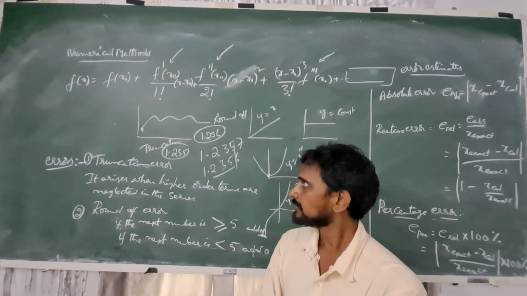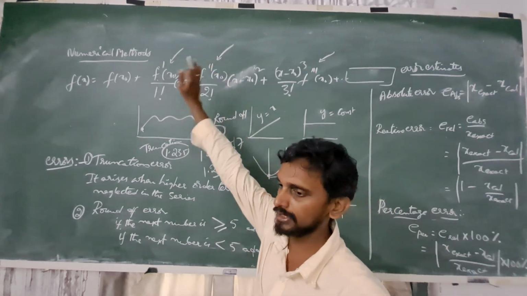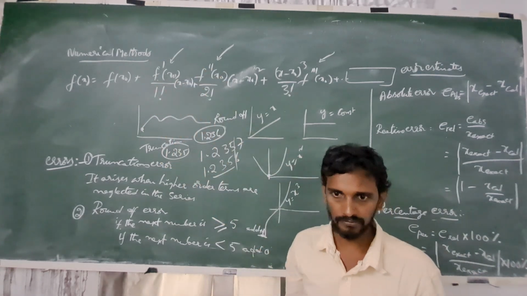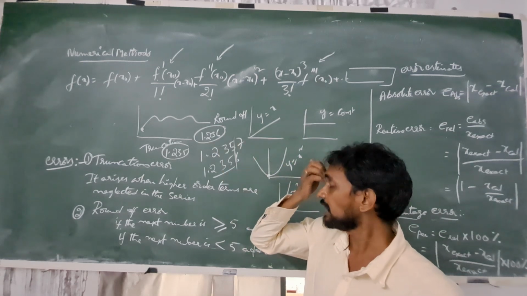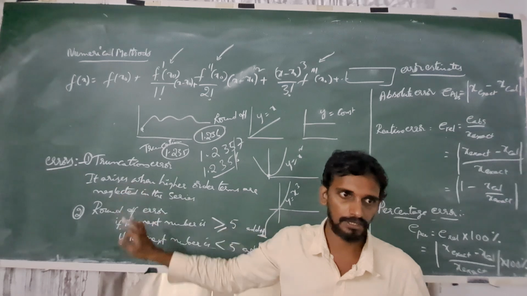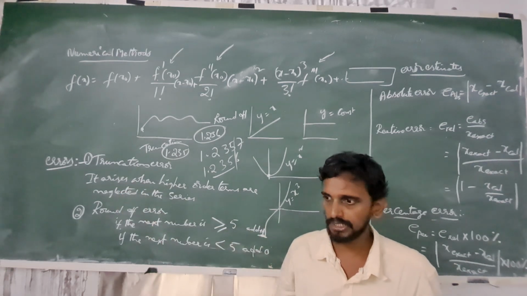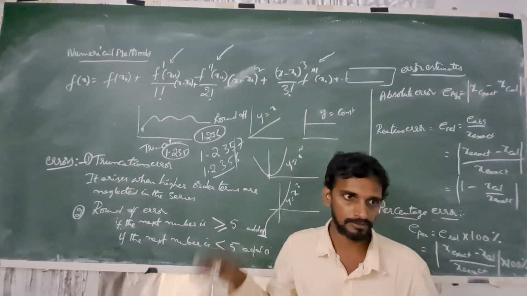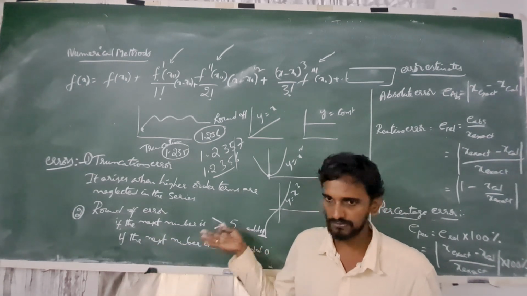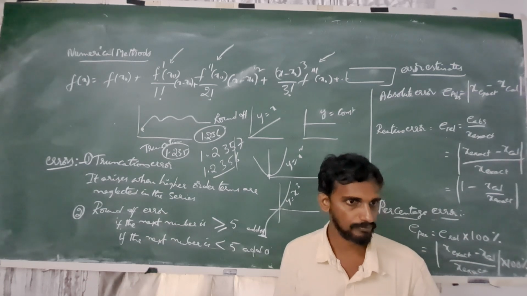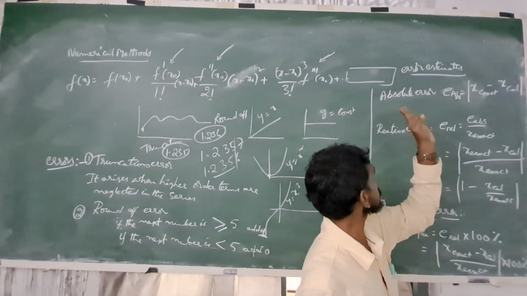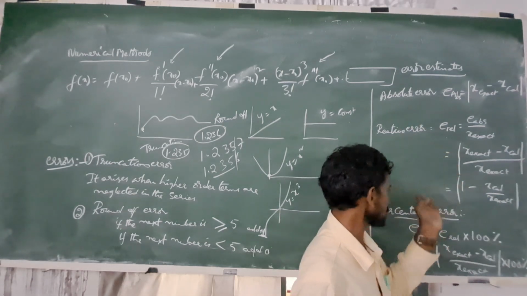So basically, numerical methods begin with Taylor series expansion of any given function, and then errors arise by two methods. One is by truncation, another by rounding off. Truncation arises when you neglect higher order terms in the series. Round off arises when you round off the result. So estimation of errors are three types: absolute error, relative error, and percentage error.